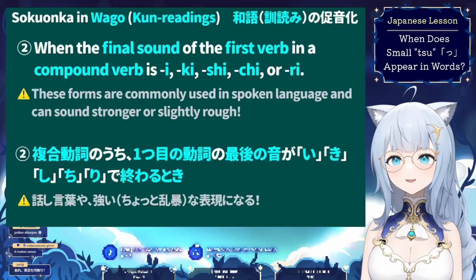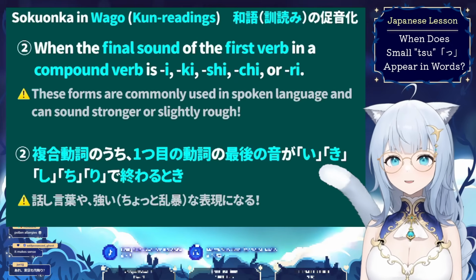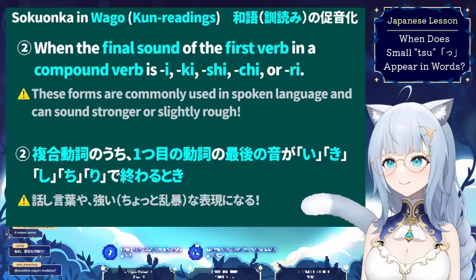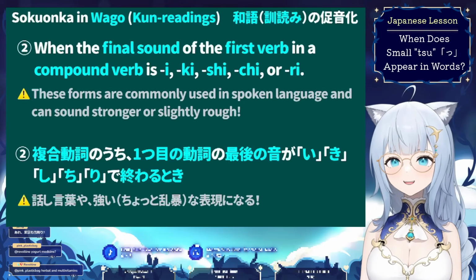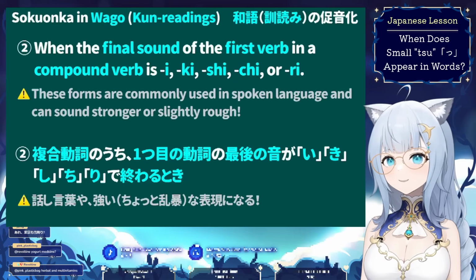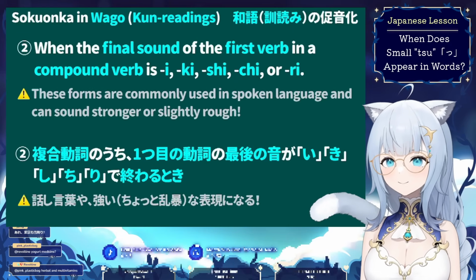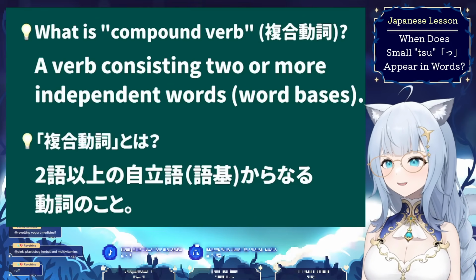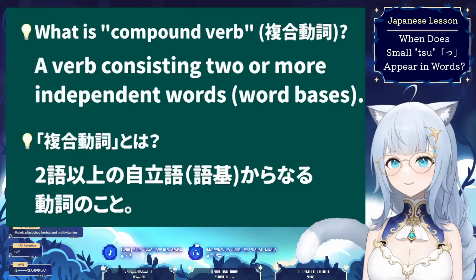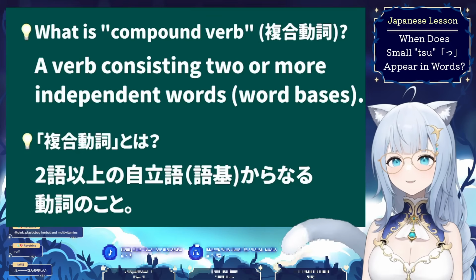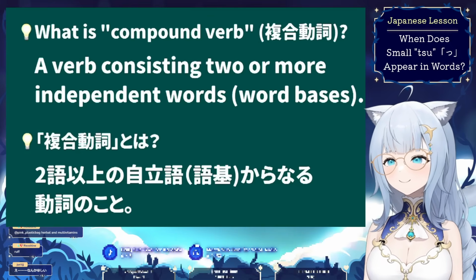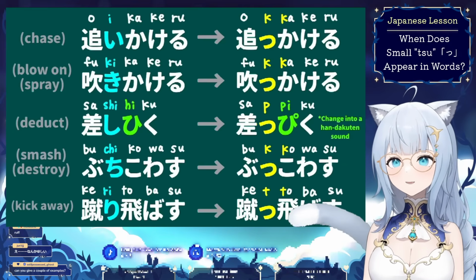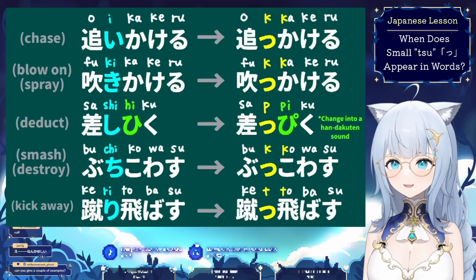Rule number 2: when the final sound of the first verb in a compound verb is i, ki, chi, or ri. In this case, these forms are commonly used in spoken language and can sound stronger or slightly rough. Before the example, what is a compound verb? A verb consisting of 2 or more independent words, like word bases. I think it's a bit difficult explanation, so here is an example. There are 5 compound verbs: chase, blow off, play, deduct, smash and destroy, kick away.